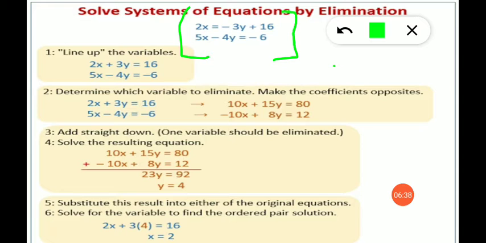So how to proceed? Again, the first step remains the same, that we have to make the equations in the standard form.